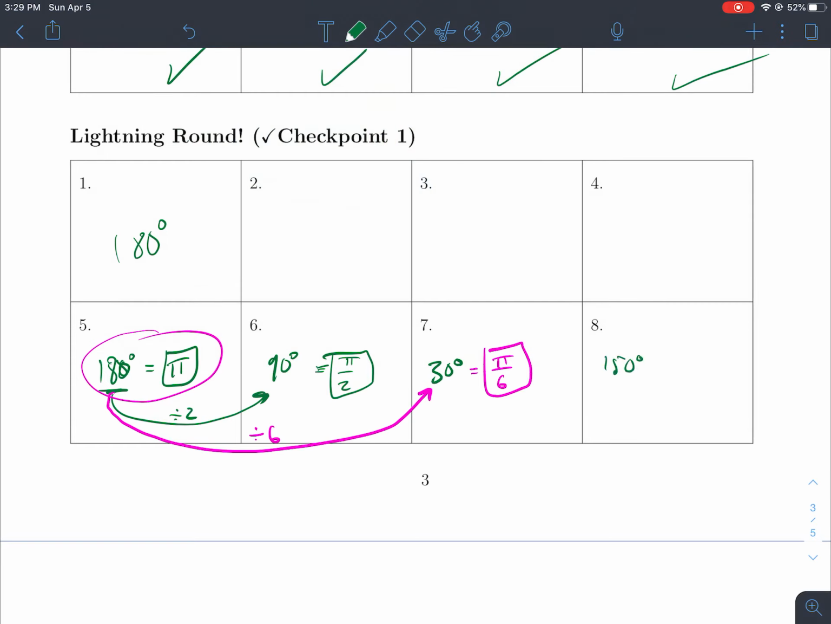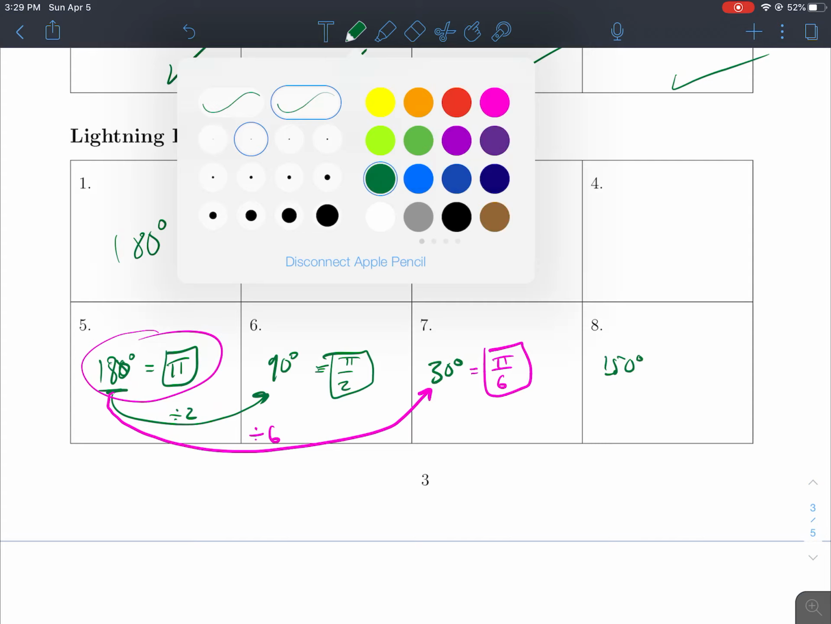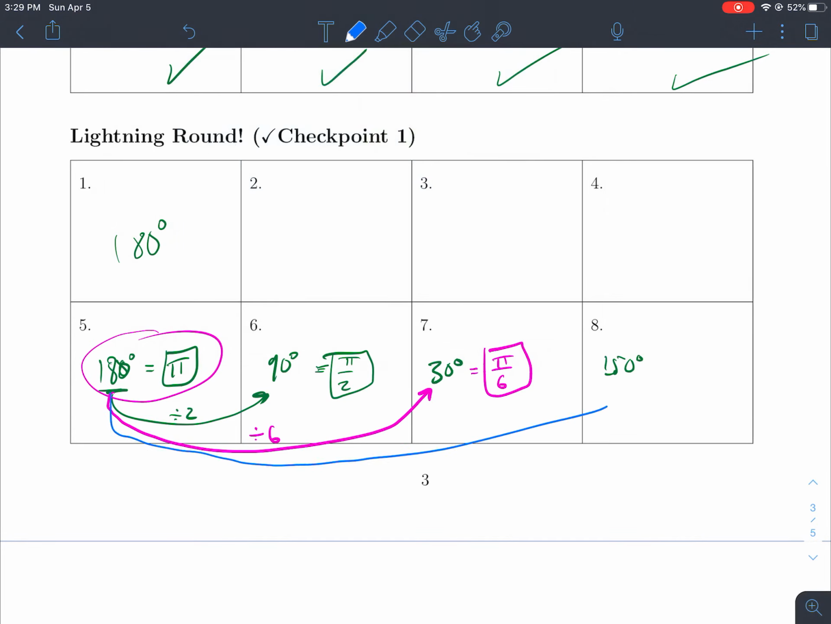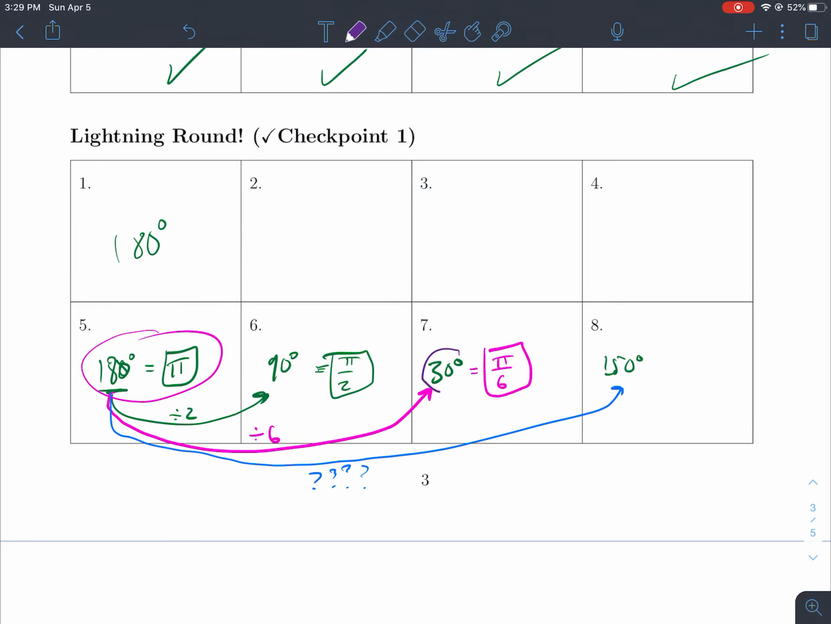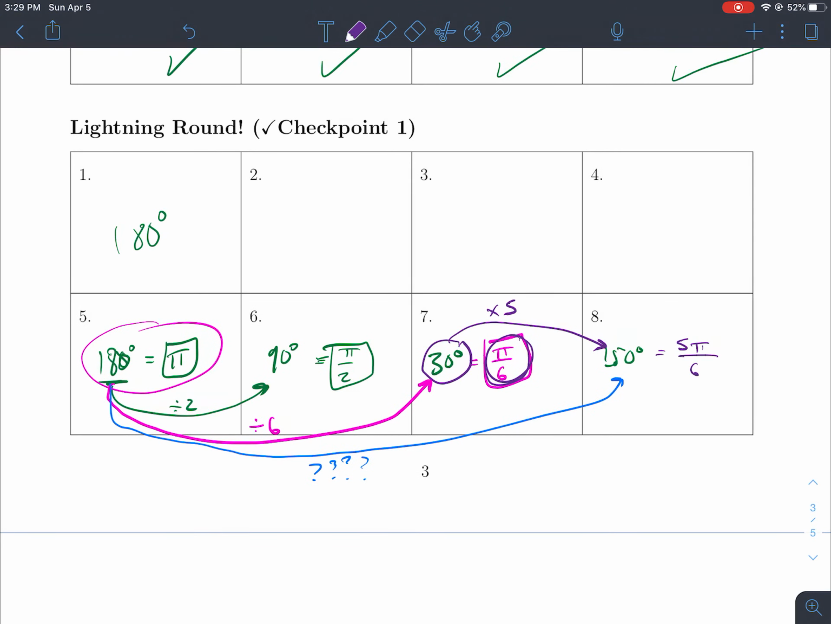Now the last one was a little bit tricky. This one was 150 degrees. And it's not obvious what number you have to divide 180 by to get 150. It's like a mystery to me. However, you can rely on your previous problem to help you out here. 30 degrees times 5 would give you 150. So if you do 30 degrees in radians times 5, you get 5 times pi over 6. And that does give you 150 degrees because 5 times 30 is 150.